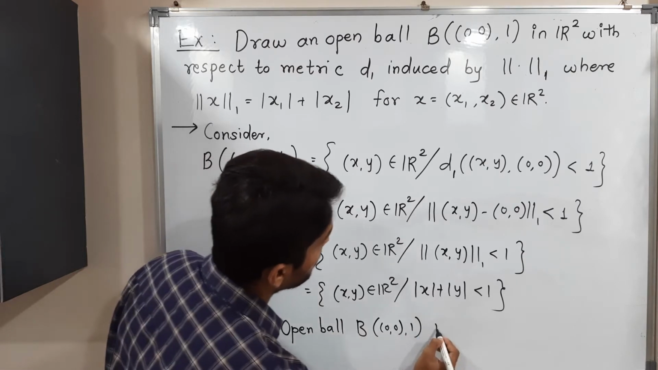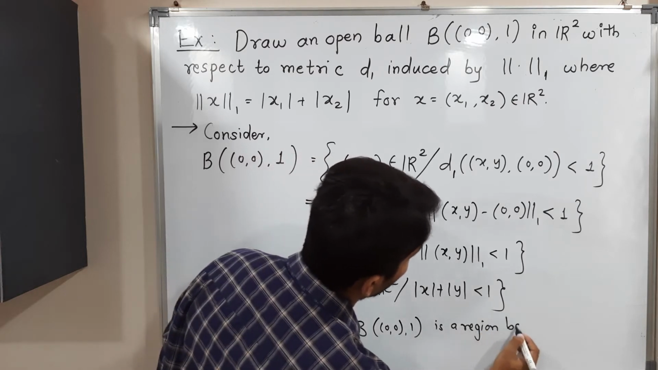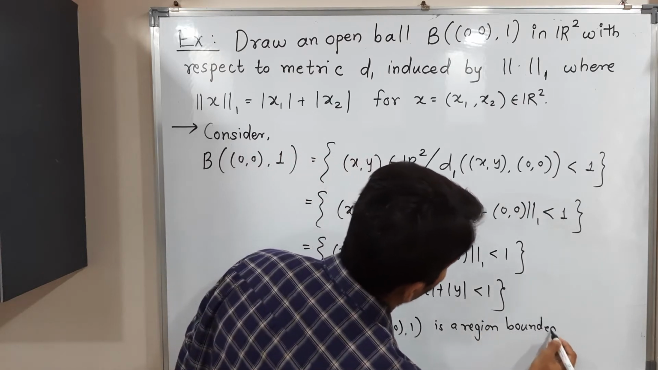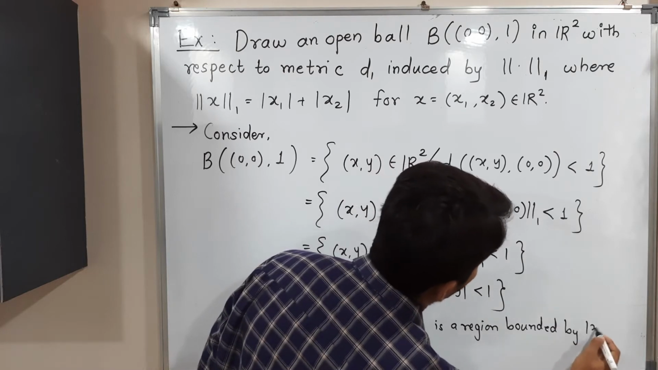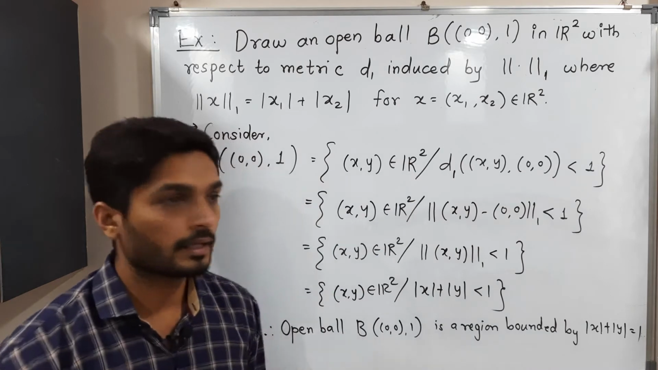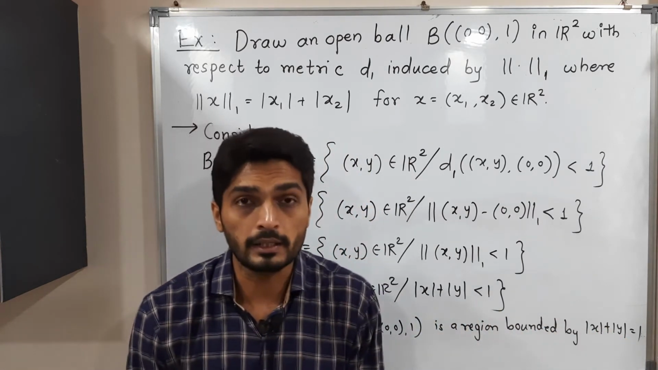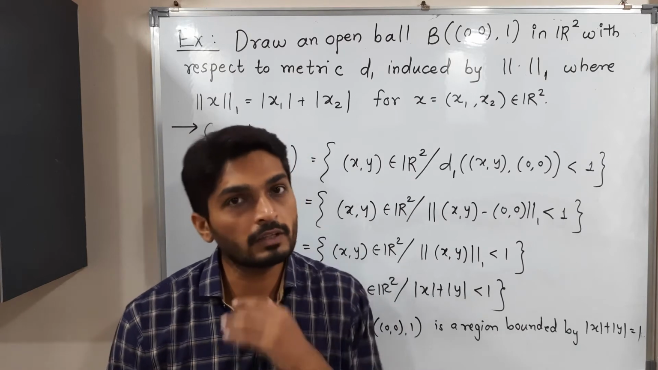So therefore the open ball B((0,0), 1) is a region bounded by mod x plus mod y equal to 1. That means here we have considered equality, because with the help of an inequality we cannot draw a diagram.